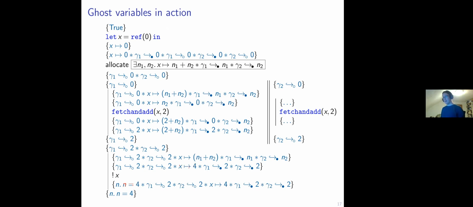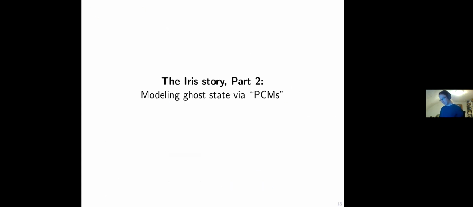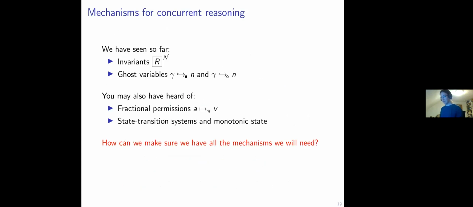So now is the time to take a step back, because we've seen 2 examples of how to do reasoning in Iris, and we've seen 2 kinds of powerful reasoning principles at play. On the one hand, we've seen invariants, which let us share state across multiple threads, and we've seen ghost variables, which let us combat the information loss that is otherwise inherent when using invariants.